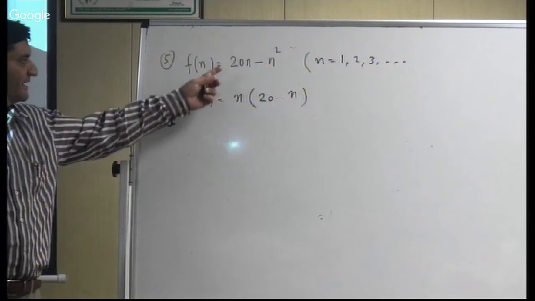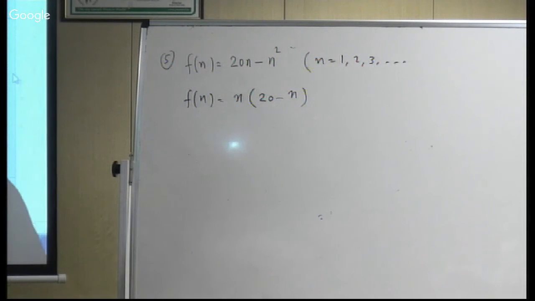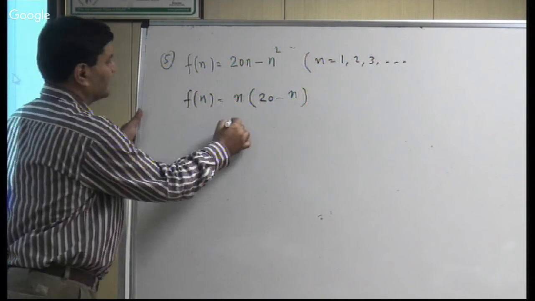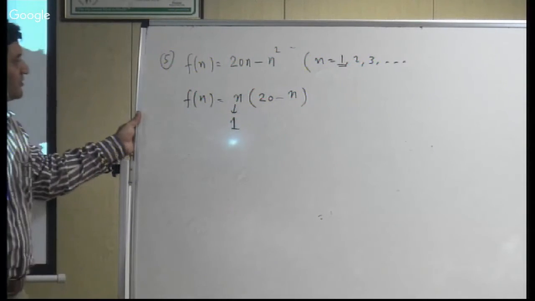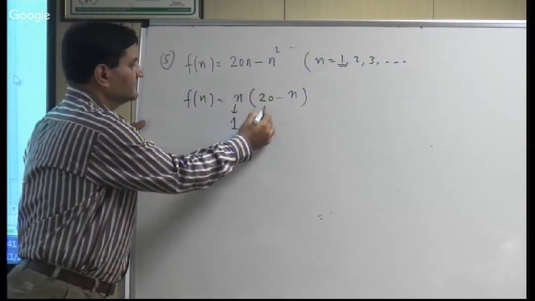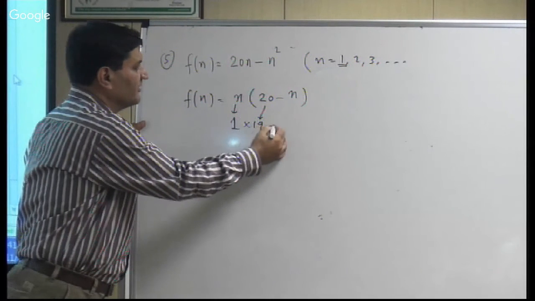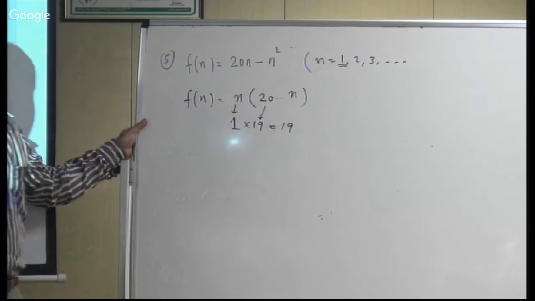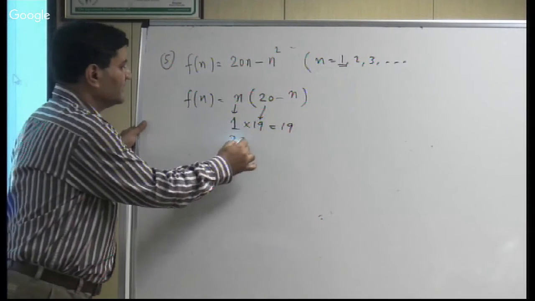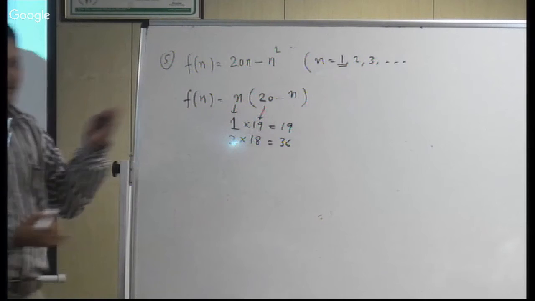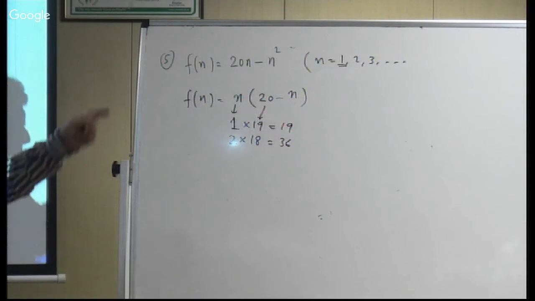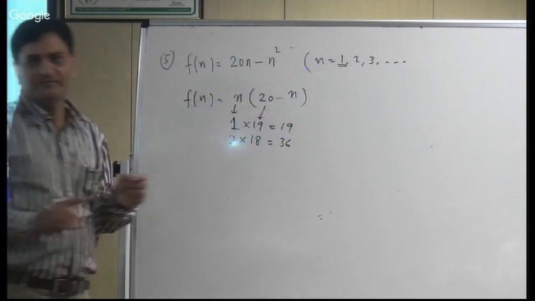If you take n common, you will get n multiplied by 20 minus n. Now, if you put these natural numbers, if n is substituted as 1, what is 20 minus n? 19. So the product will be 19. If you substitute 2, next 18. So it will keep on increasing till both of them become equal.